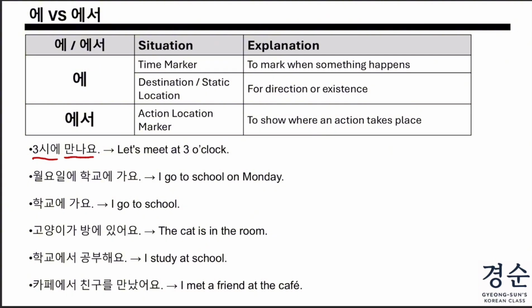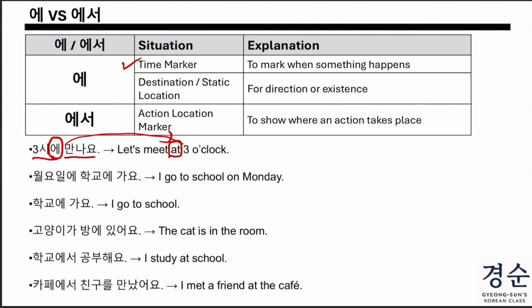3시에 만나요. Okay, let's meet up at 3 o'clock, right? So in English, we have "at". Let's meet at 3 o'clock. So 3시에. That's why we have 에. So this literally means "at". Let's meet at 3, right? 에. So it's using this 에 as a time marker.